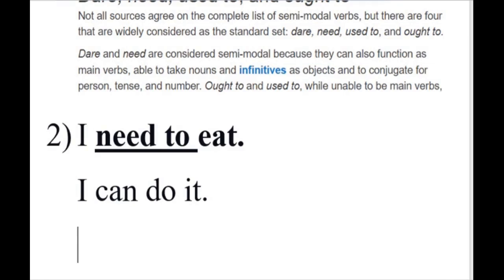Let's take this sentence. I can do it. Can is a modal verb. So what? Does it change the fact that do is an infinitive? No. So, as you can see for yourself, Dave made 2 wrong points.